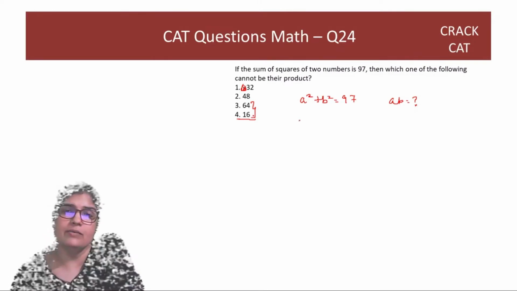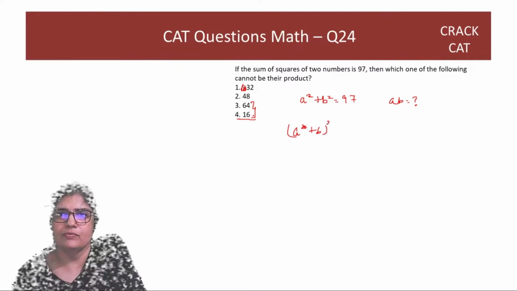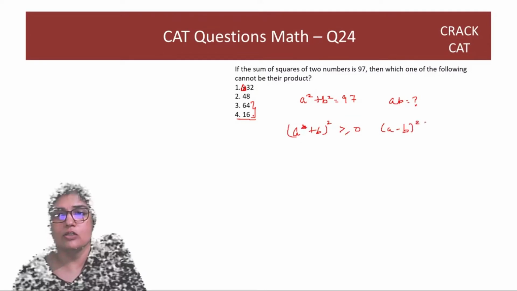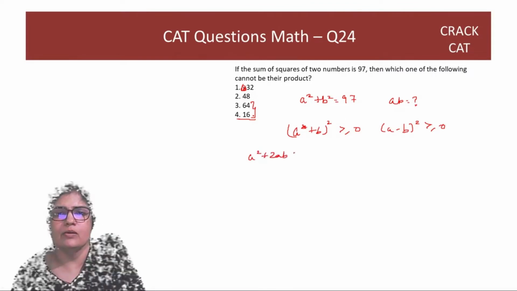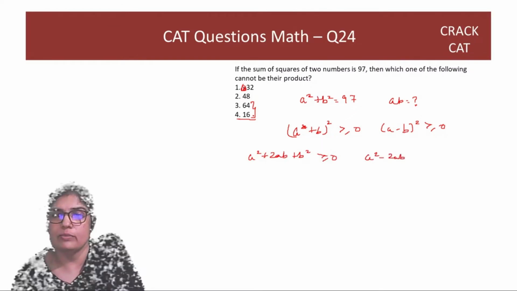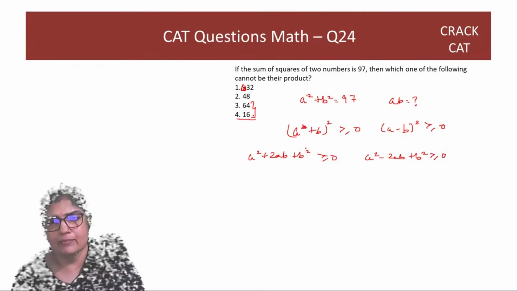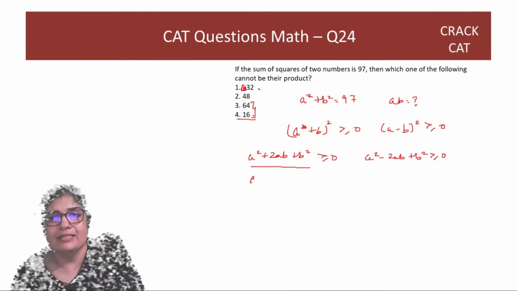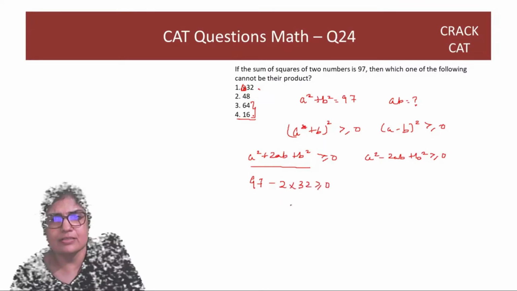So what is the logic? See, a plus b the whole square should be positive, and a minus b the whole square should also be positive, which means that a square plus 2ab plus b square should be positive. And similarly, a square minus 2ab plus b square should be positive. Now a square and b square are positive anyway. So if I want to check this, I need to check with minus 32. That is 97 minus 2 into 32. Is that positive? Yes, it is. So it's fine.